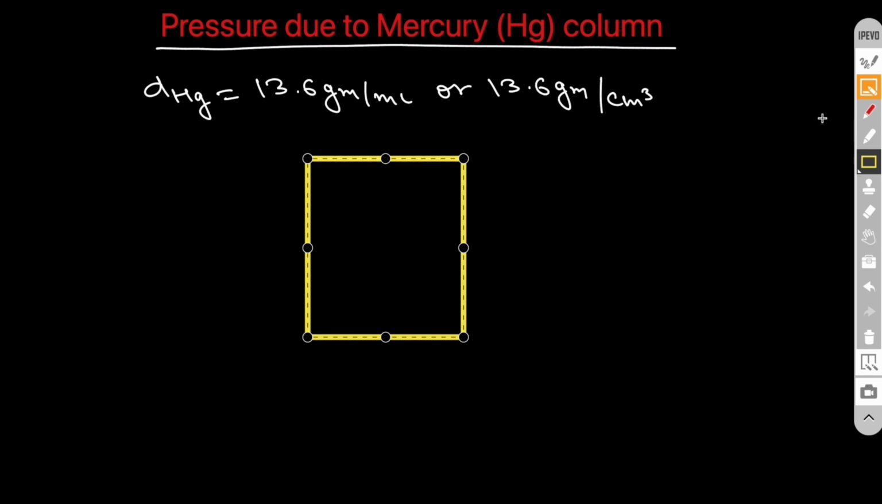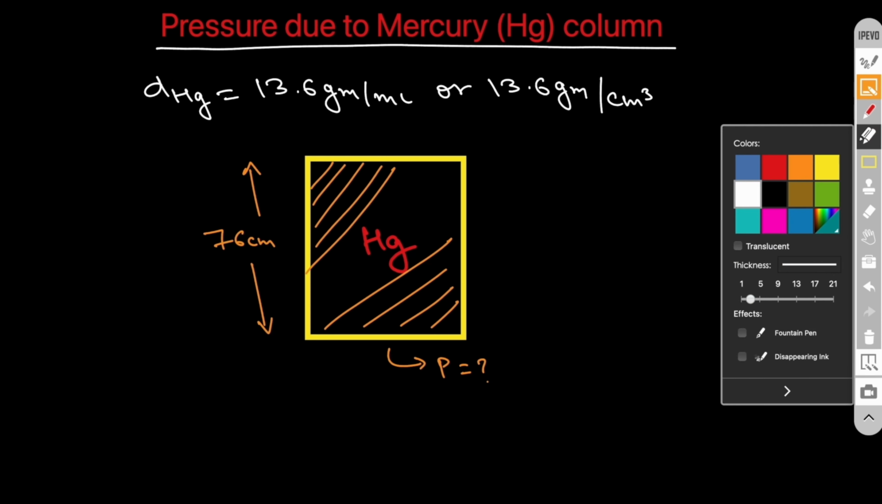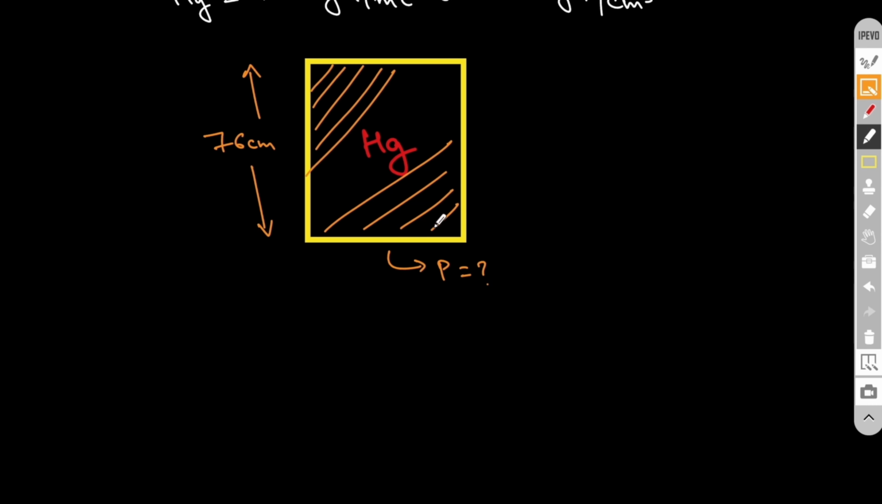Now we'll draw a column over here. It's an enclosed container in which mercury is filled. We have to find the pressure at the bottom in atm if the height of this mercury column is 76 centimeter. Why we have chosen 76 centimeter, it will be clear in a while. So what will be the pressure at the bottom?